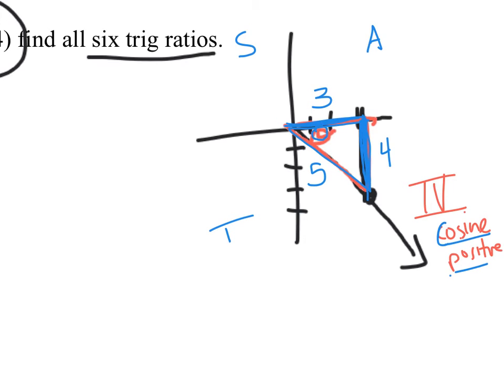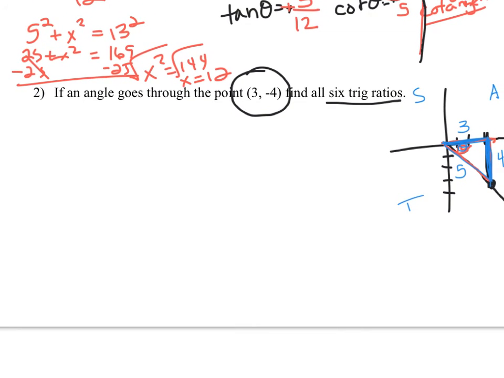The theta is always here. It's always on the spot made with the x-axis. Okay, that's how we always measure it. We're not over here or anywhere else. It always is dropped to the x-axis, so this is our theta. All right, and then we can figure out our 6 trig ratios.